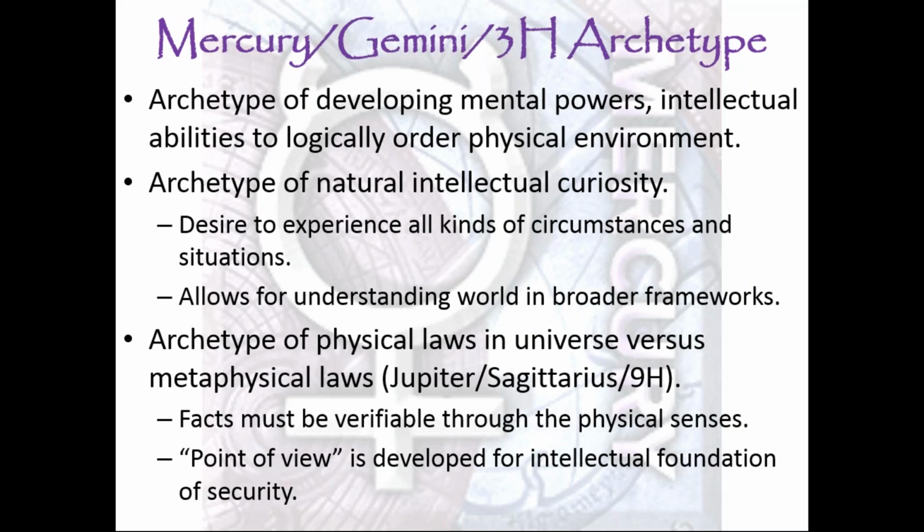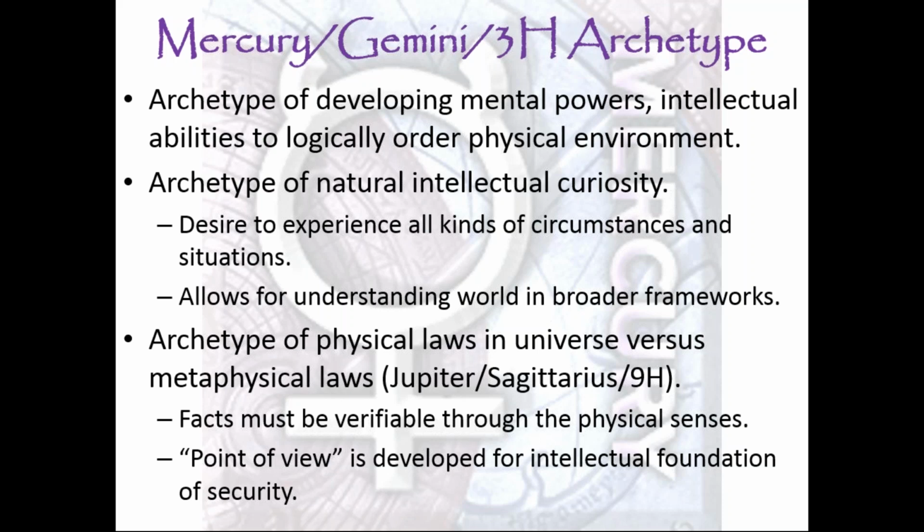Mercury through Gemini in third house is the archetype of our natural intellectual curiosity. It's the desire to have these new experiences and to have all kinds of different experiences and situations that then again allow us to understand our world in broader and broader frameworks. Understanding our world at 10 years old is a lot different than when we become 20 or 50 years old. All of these experiences that we have through our life, Mercury is continually explaining them, trying to make 1 + 1 = 2 and add them all together to make sense for us.